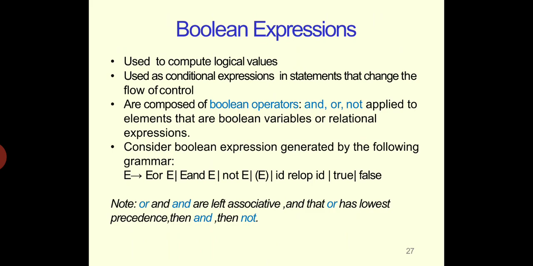Consider another Boolean expression generated by the following grammar. Capital E gives E or E, E and E, not E, E within brackets, ID relop ID, true or false. One thing we have to note is that these are the possibilities where the Boolean expression can come. There is different associativity and precedence for each of the Boolean operators. Here or and and are left associative. Not has the highest precedence. The next precedence is for and, and the lowest precedence is for or.